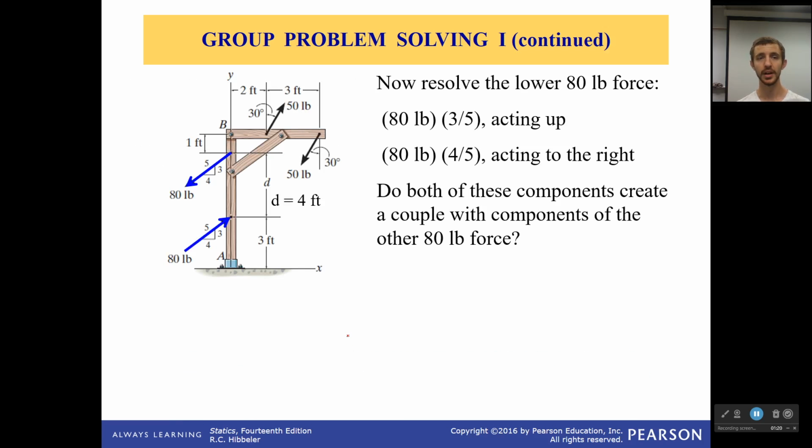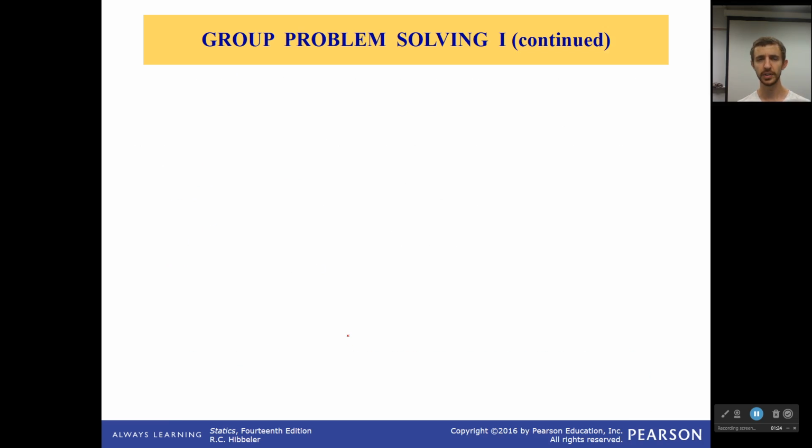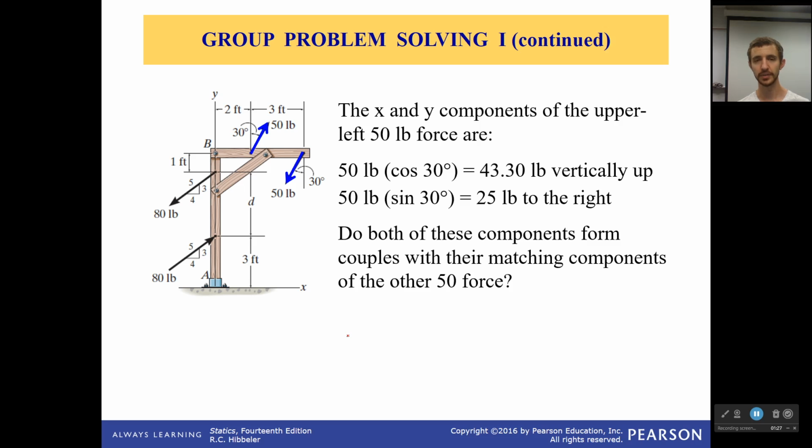Okay, so first off, we have two components. Make sure I didn't jump past something. There we go. So first we're going to work with this 50-pound component right here. What we need to think about though is that this 50 pounds has a component going up and a component going in the x direction. But think about this: what is the perpendicular distance between the two points where these forces connect?